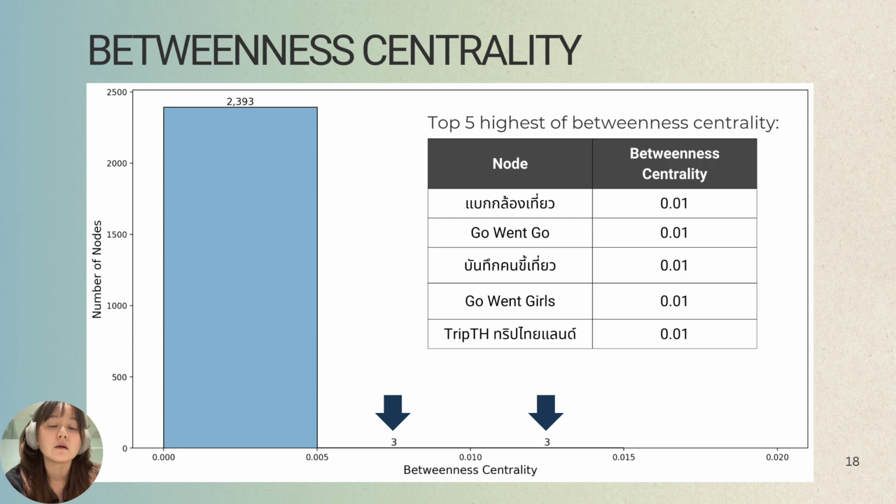These nodes are Beckham Teo, Go and Go, Ojukonki Teo, Go and Girls, and the last one, Thailand. So, even though their scores seem low, as you can see, at roughly 0.01, these nodes are comparatively more significant than others in facilitating interaction across different parts of the network.